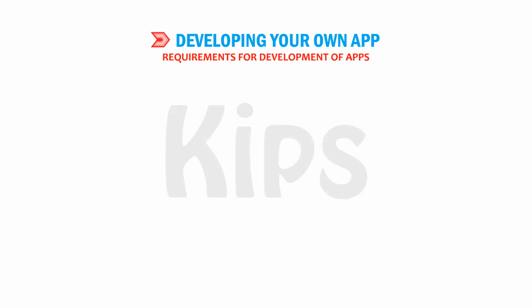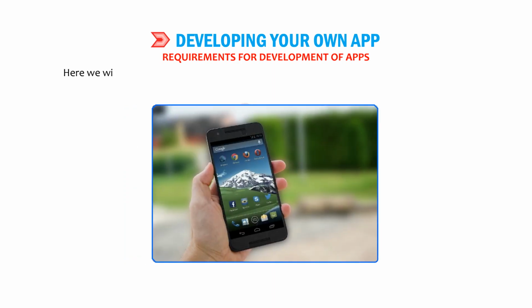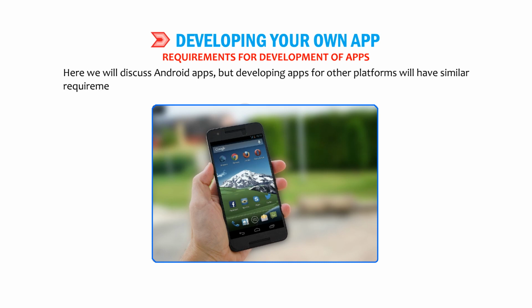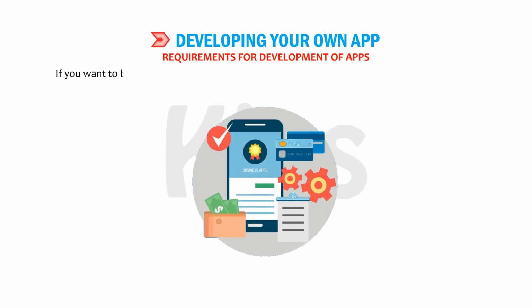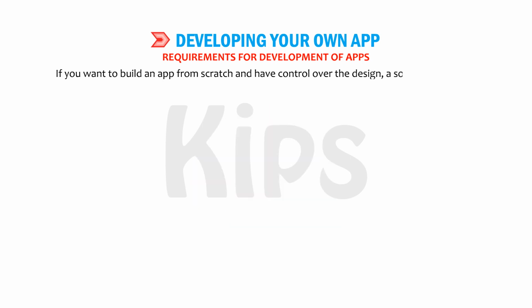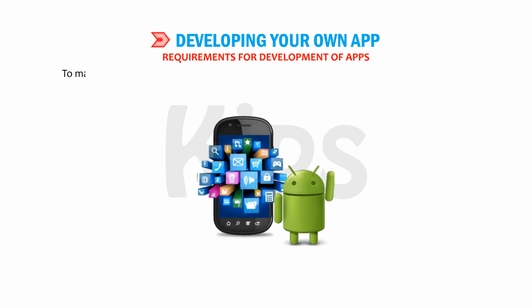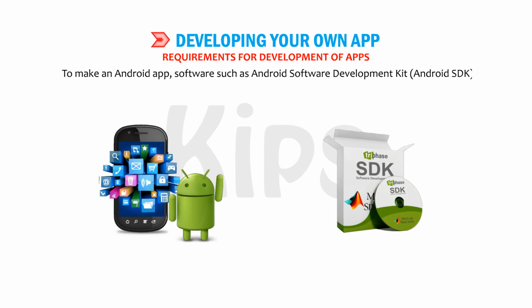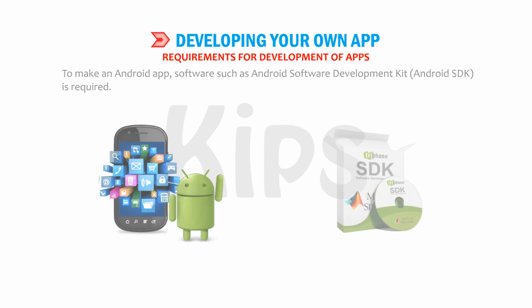Okay students, let us talk about requirements for development of apps. Here we will discuss Android apps, but developing apps for other platforms will have similar requirements. If you want to build an app from scratch and have control over the design, a sound background in programming will be very helpful. To make the Android app, software such as Android Software Development Kit, Android SDK, is required.